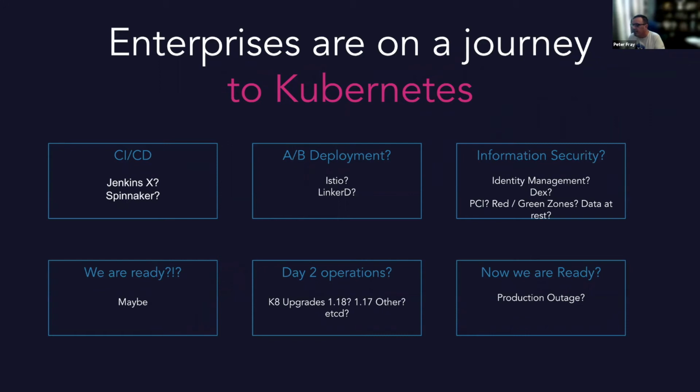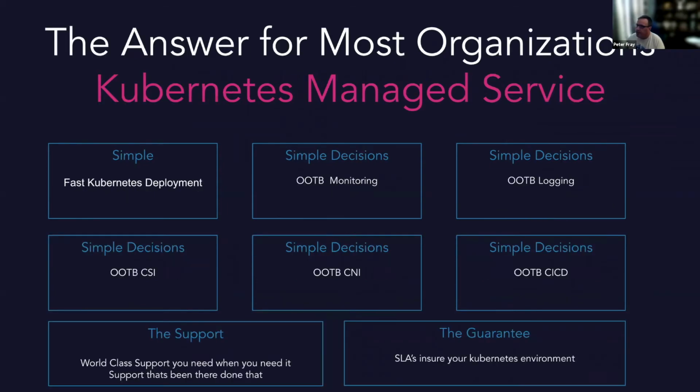All of this, the day 2 operations, the production outage, are good examples of what happens when you go into production. So real quickly, I'll highlight this. Most organizations I see are looking for some form of Kubernetes managed service. The reason is that finding Kubernetes talent today is hard. When you do find them, they're expensive, right?